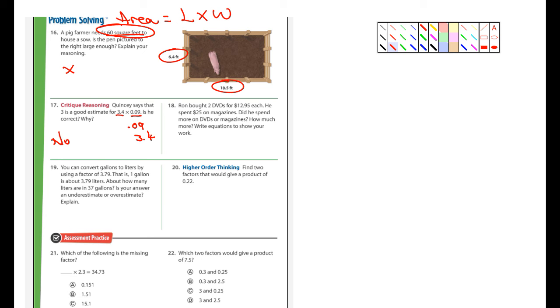Number 20, not about that. And then 21, you guys can do those as multiple choice. And that's it for 4.8.